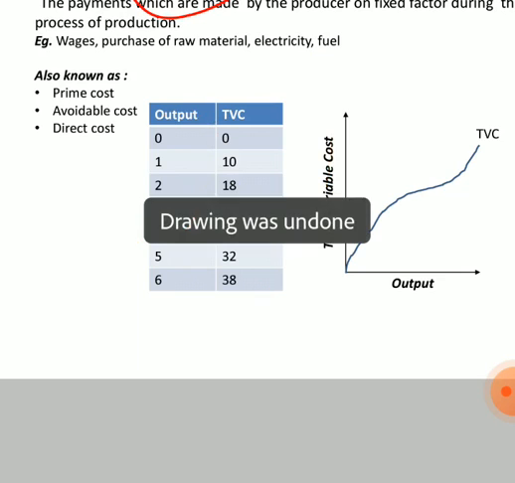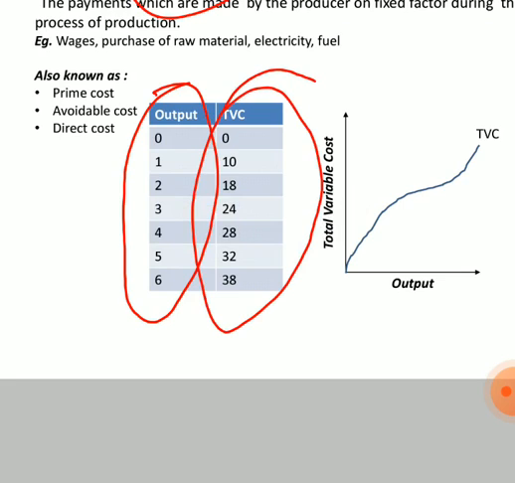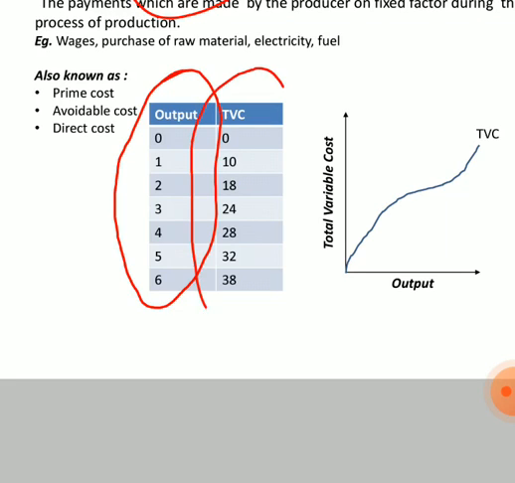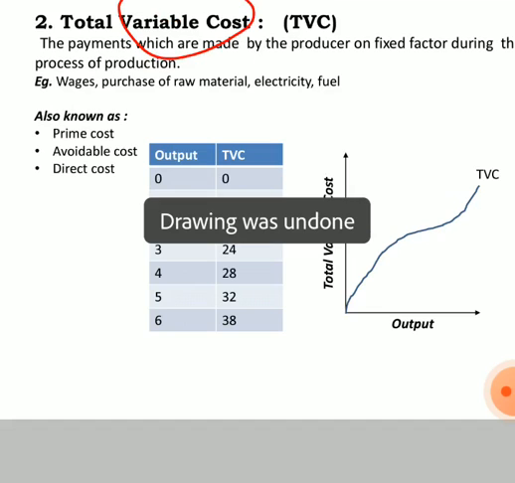When the output increases, TVC also increases. So the graph is like this. Remember this one thing: when the output increases, the total variable cost also increases. But earlier in total fixed cost, the output was increasing but the fixed cost was fixed. In TVC the cost will be increasing as the output increases. So this was the total variable cost.